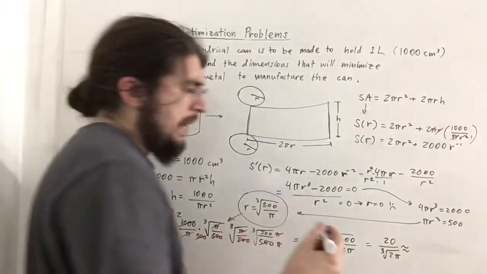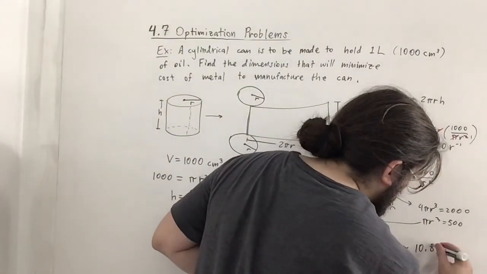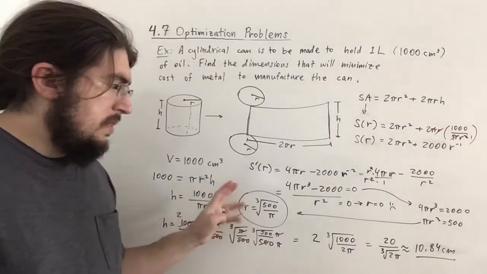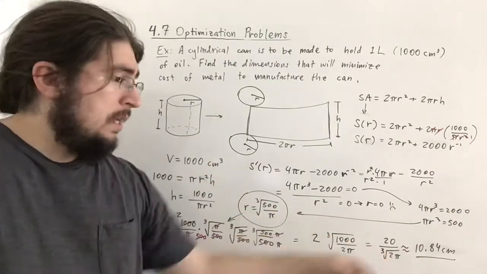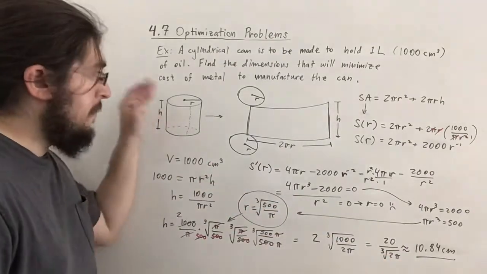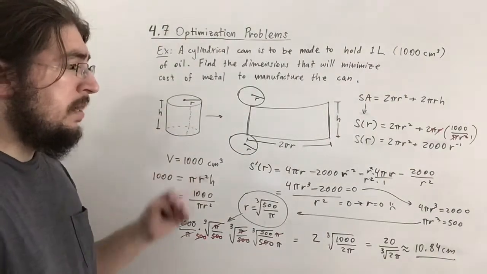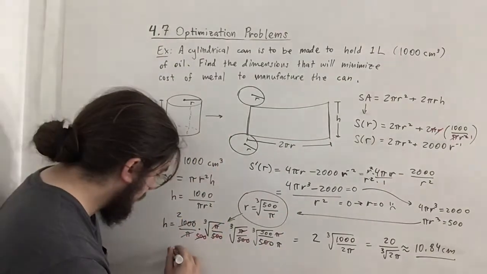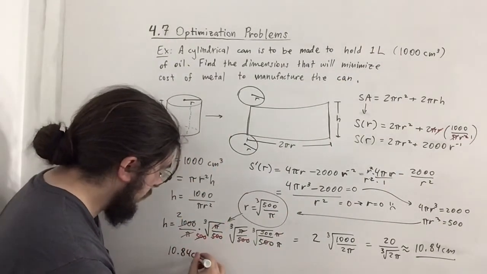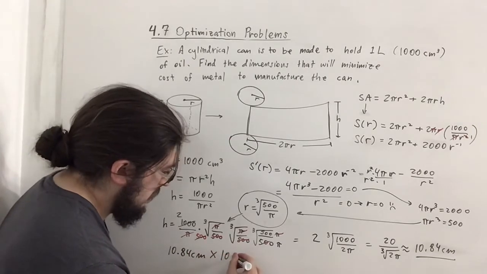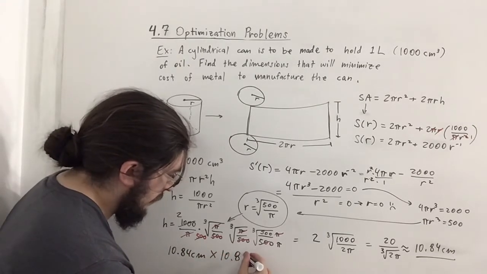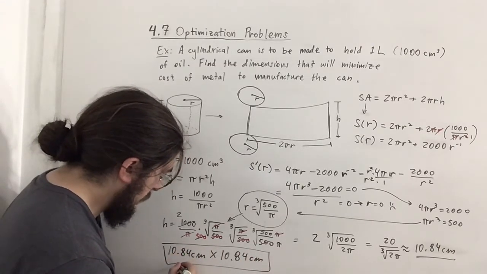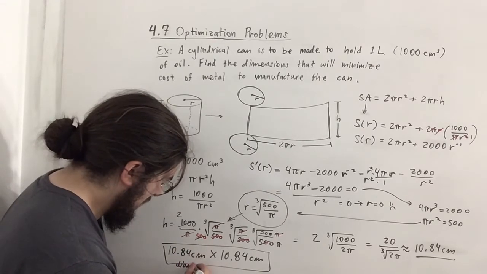So I got about 10.84 centimeters for the height. And if you approximate the radius, you'll get exactly half of this, about 5.42. So that means the diameter and height have to be about the same. So let me just say for our answer, it is about 10.84 centimeters by 10.84 centimeters, where these are each the diameter and height respectively. So I'm going to write diameter here and height here.